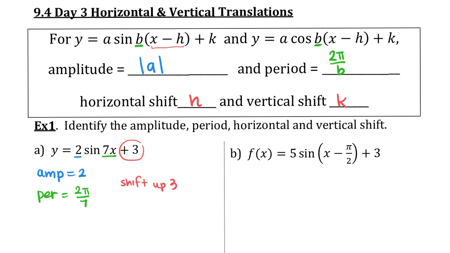Okay, let's look at B. F of x equals 5 times the sine of x minus pi over 2 plus 3. Okay, amplitude, 5. Period. Since there's parentheses, the period would be in front of the x. No, it's normal. So the normal period for sine is 2 pi. Now translations. What is this going to do? It's going to go right, pi over 2. And it goes up 3. So there's 2 translations or 2 shifts.